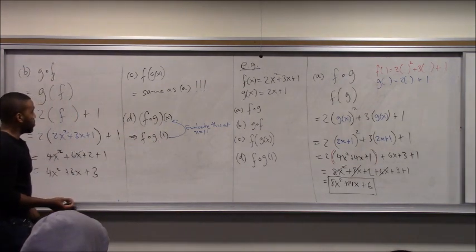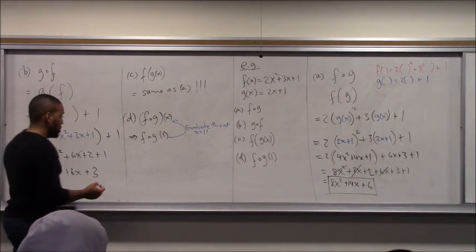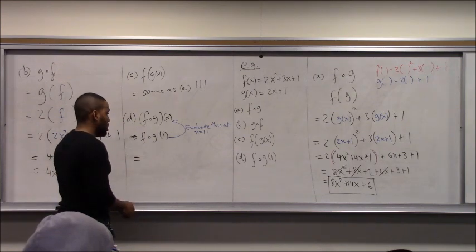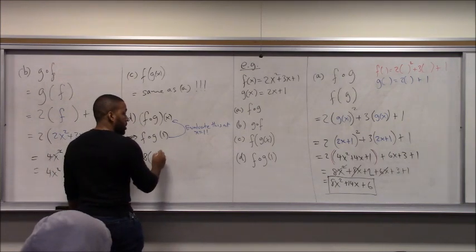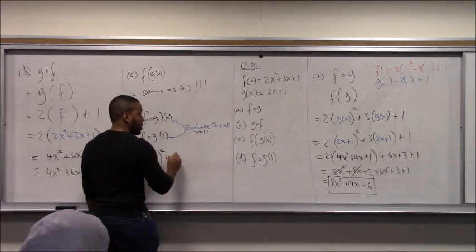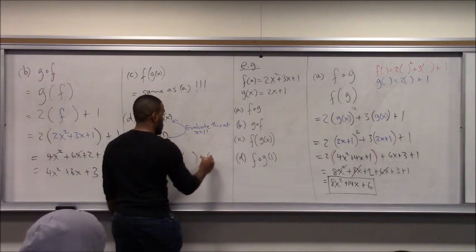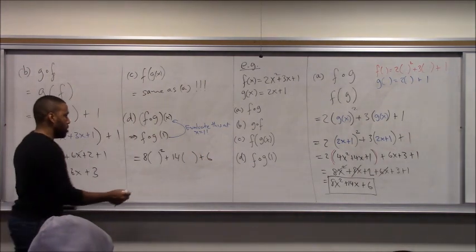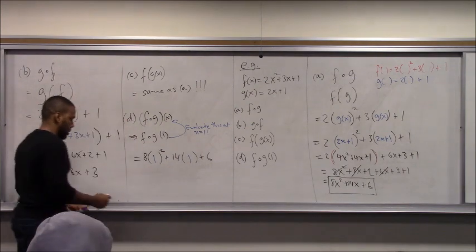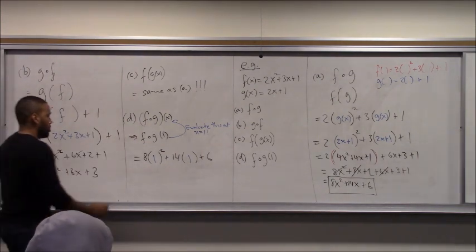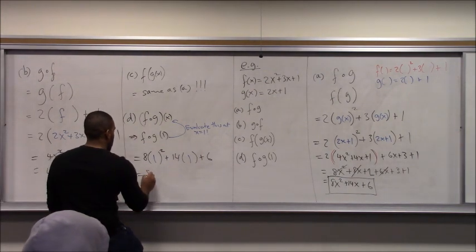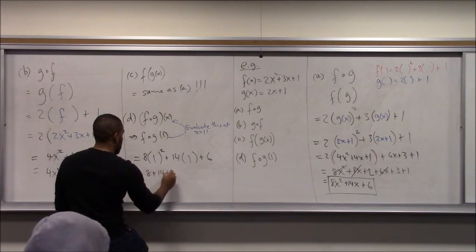So similar to what we're doing with the function definitions, I'm thinking of the x's again as just some placeholder, and now they want me to put 1 in that place. So it would be 8 plus 14 plus 6, which is 20.